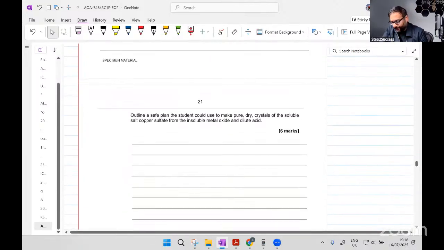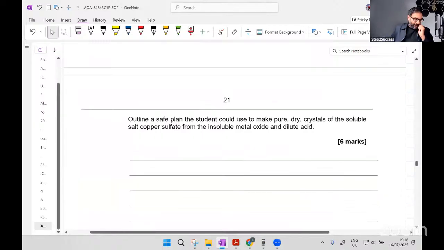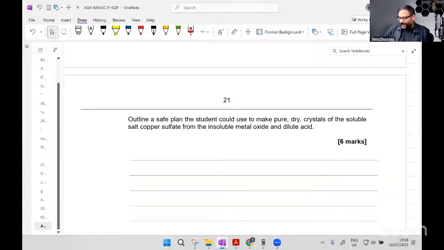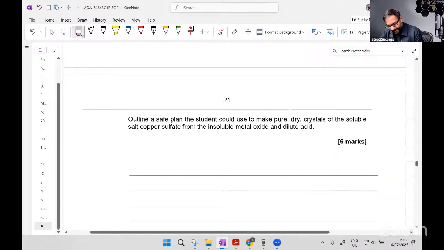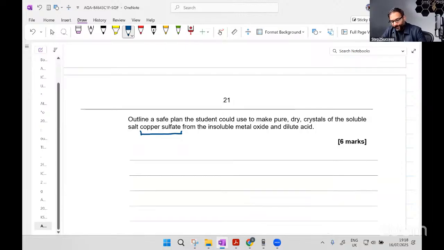But this is a typical question that you guys will get at the beginning of chemistry, which is how to make pure, dry crystals of something. In this case, it is copper sulfate. Now, the first thing to get right is that the metal oxide that you're going to use depends on the metal that you have here. So if it's copper sulfate we're trying to make, then we're going to mix copper oxide to, now we need an acid.